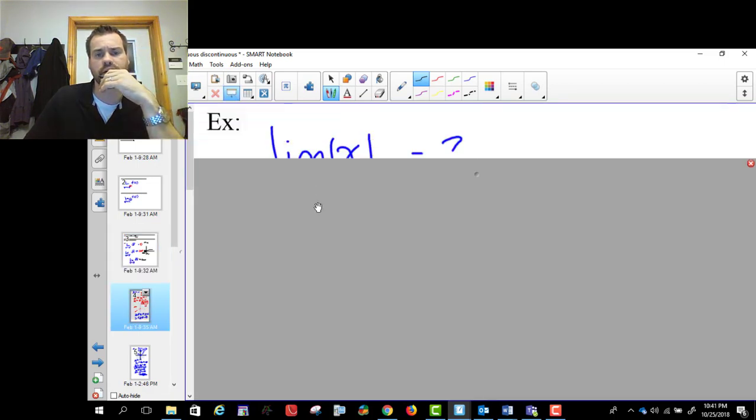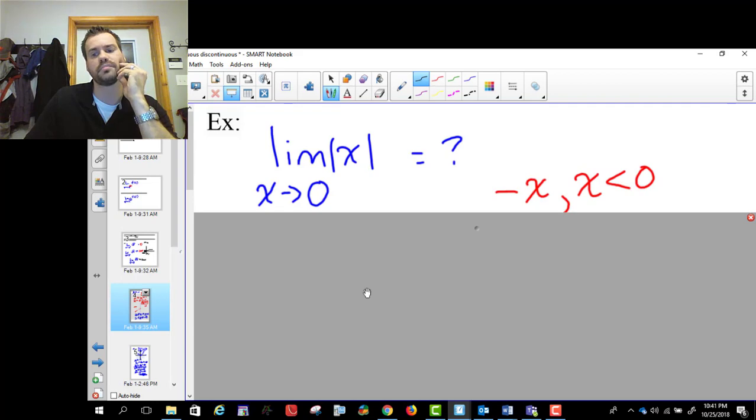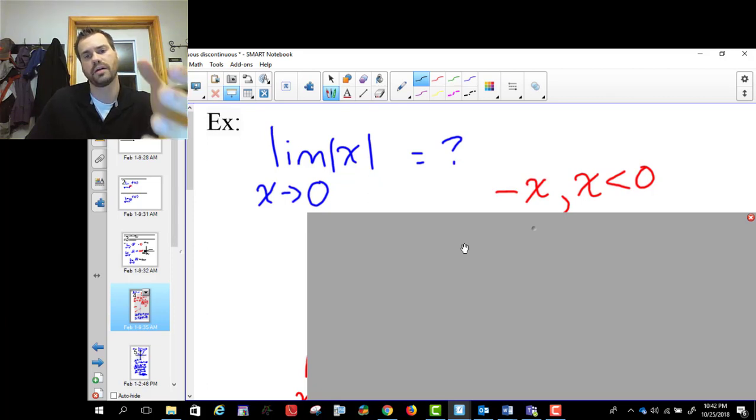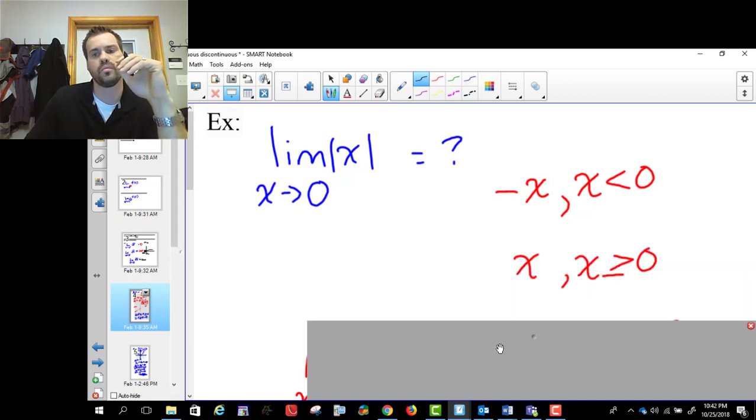Absolute value, again, is not something we necessarily talk about too much, but it is something to keep in mind. With absolute value, we know it just changes things that are positive to positive. So really, it has no effect. When x is bigger than 0, the absolute value of x and x are the same thing. But when x is negative, then the absolute value takes that negative and makes it positive.